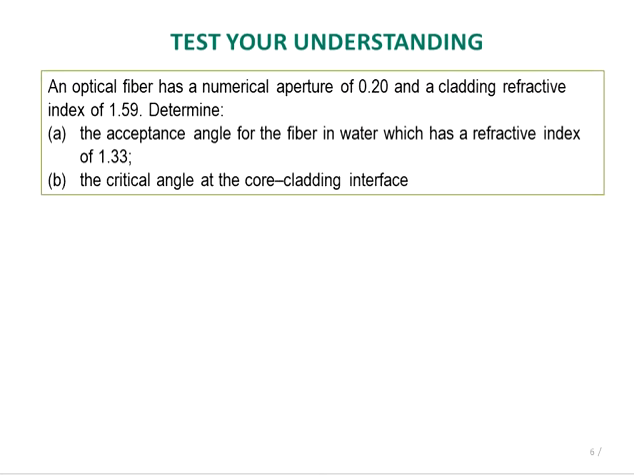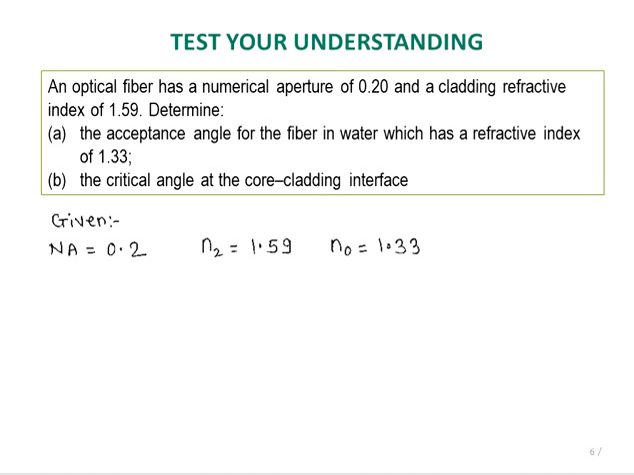An optical fiber has a numerical aperture of 0.2 and cladding refractive index of 1.59. Find the acceptance angle in water which has a refractive index of 1.33 and the critical angle at core cladding interface. So the given things: the numerical aperture is 0.2, refractive index of cladding, that is n2, is 1.59. In this case the ray is striking in the water, so they have given the refractive index of the water, n0 is equal to 1.33.